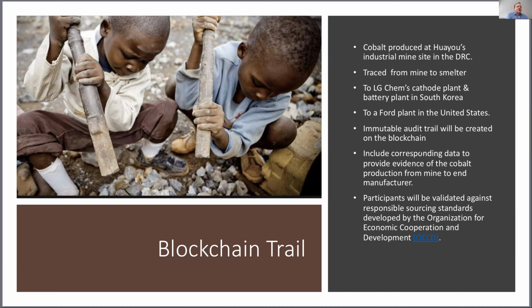Now, the project is actually relatively small. It's a proof of concept. So the cobalt that's going to be produced in one industrial mine in the DRC is going to be the example. And they're going to trace it from mine to smelter. After it is smelted, then they're going to be tracking it into South Korea where it goes into an actual battery. Then they're going to trace it into the Ford plant. And you've got this nice little trail. And they basically say that this is going to help with compliance for the Organization for Economic Cooperation and Development. So sounds okay. Big question is, how do you know that it's ethically mined before it goes on the blockchain? The article doesn't really get into that.